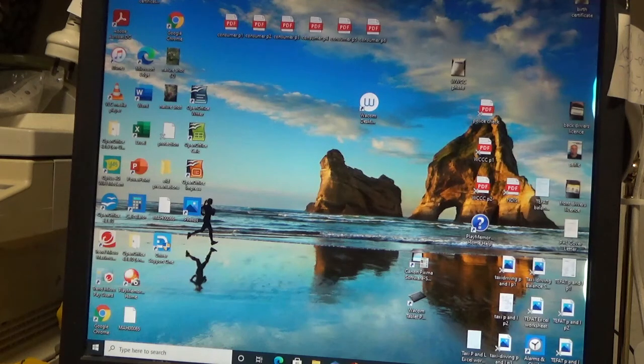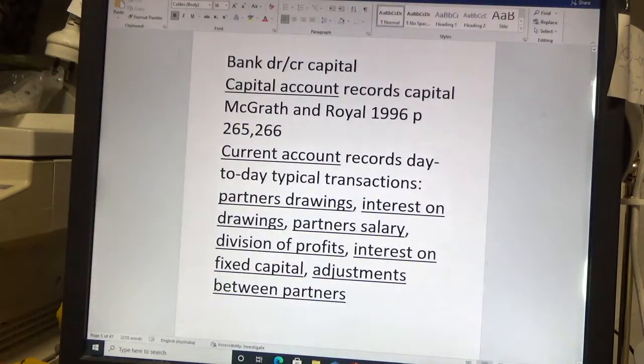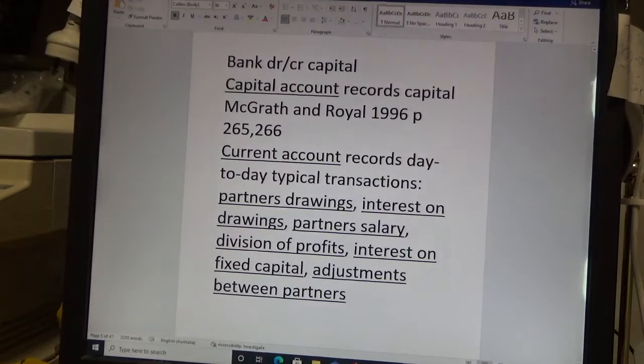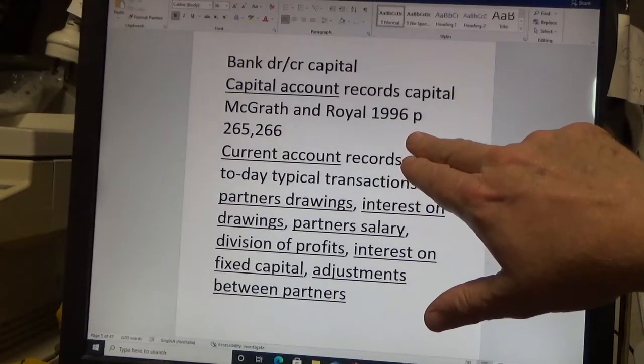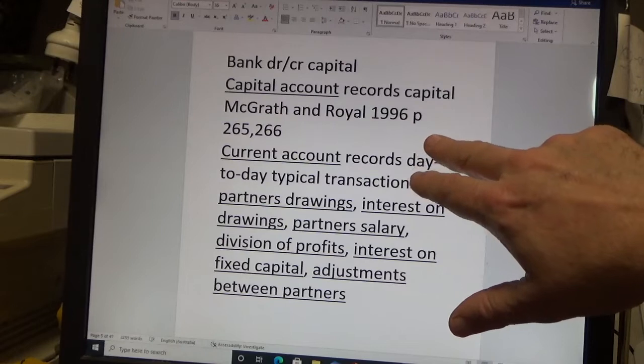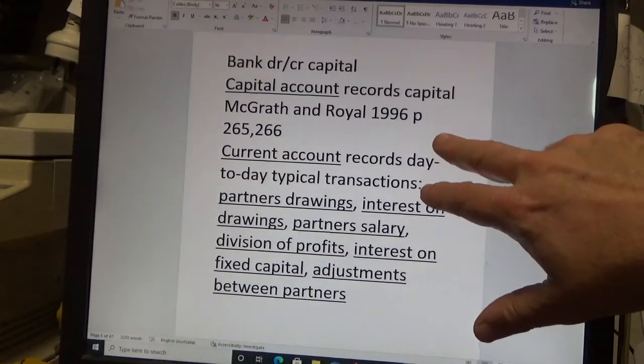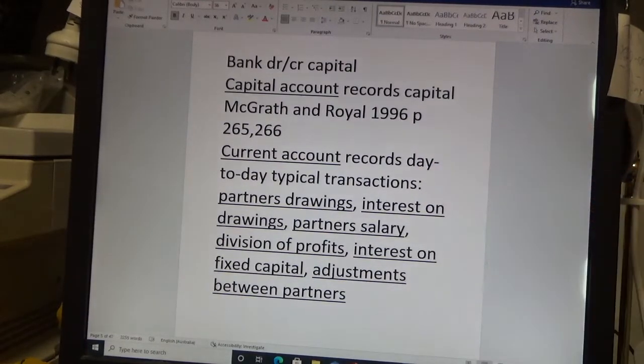So now I'll put it on the PC again, that was just kind of a podcast format. So you've got a capital structure, capital account, and I've referred to McGrath and Royal 1996, page 265, 266. It's a really good resource, and they've summarised partnership agreements very well, and I use the book at TAFE.